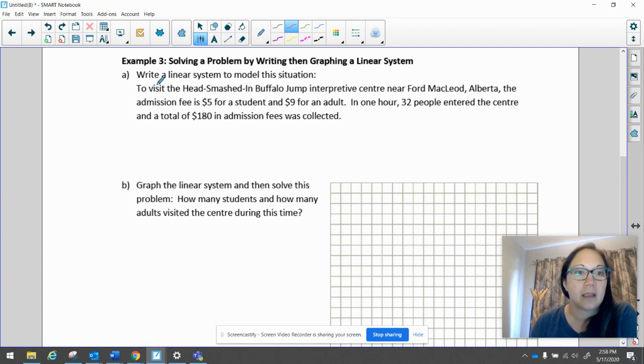To visit the Head-Smashed-In Buffalo Jump Interpretive Center near Fort Macleod, Alberta, the admission fee is $5 for a student and $9 for an adult. In 1 hour, 32 people entered the center and a total of $180 in admission fees was collected. So we're going to come up with a system, which means 2 equations.